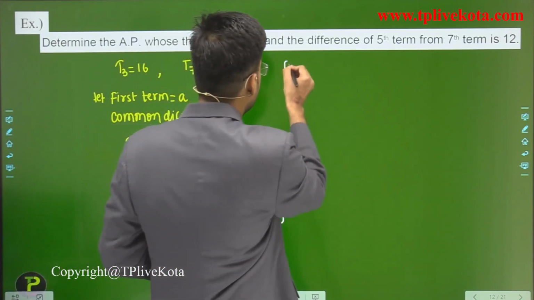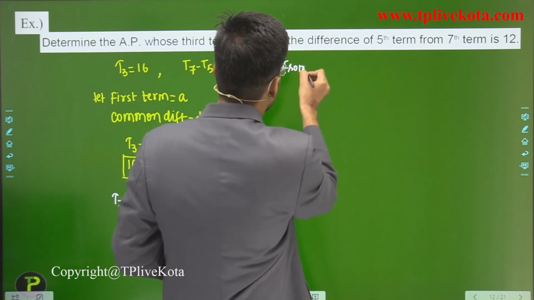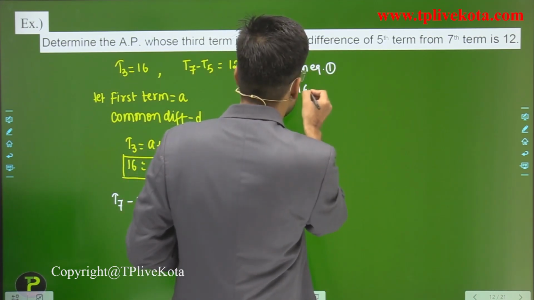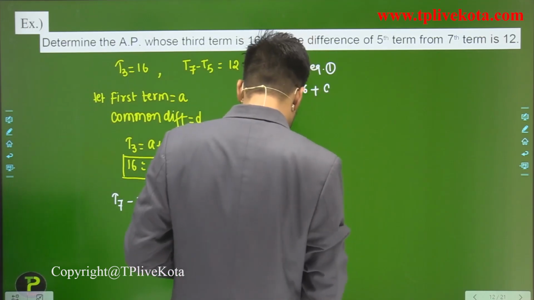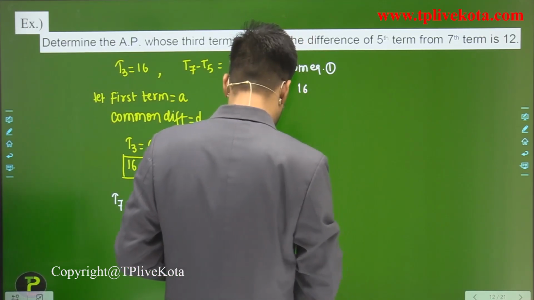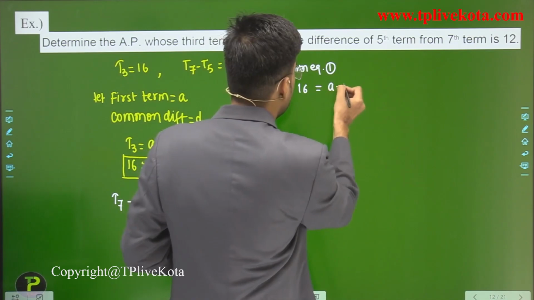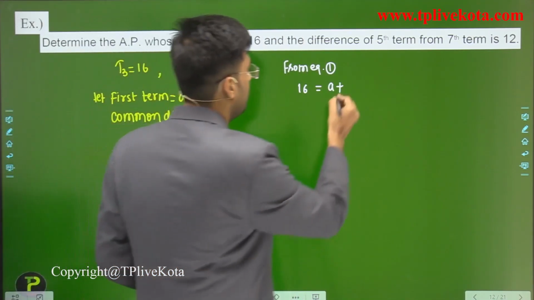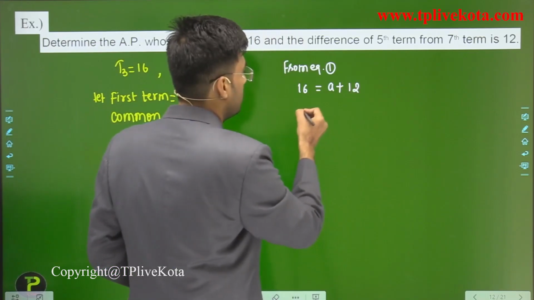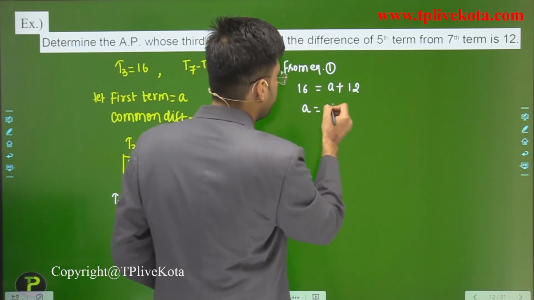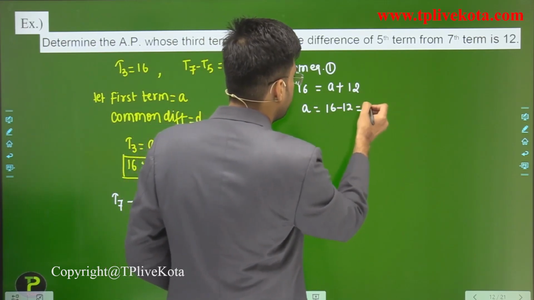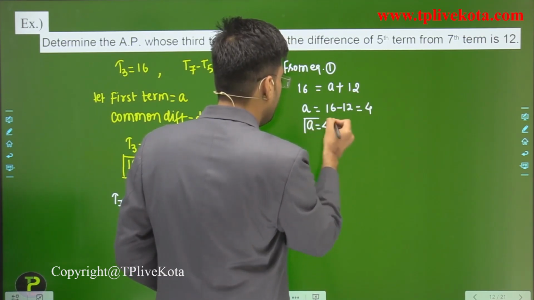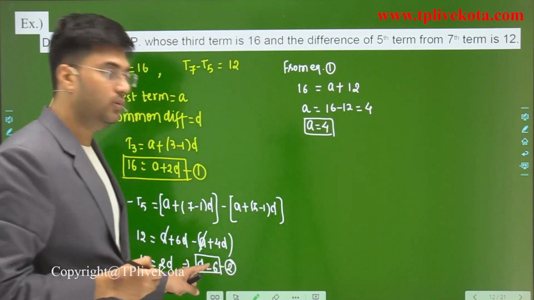So from equation 1 we can write 16 is equal to a plus 2d, that means 12. Okay, so a is equal to 16 minus 12, that is 4. So students, we get a equal to 4 and d equal to 6.